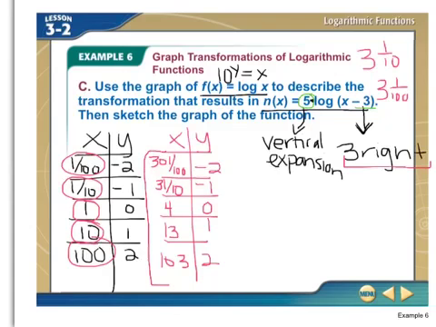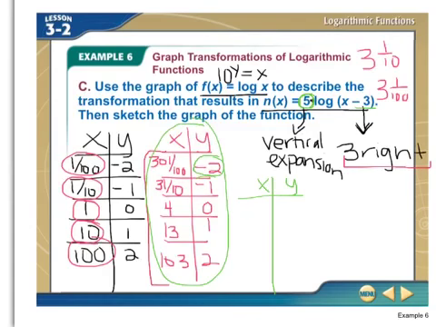So now what we're going to do is take all of the values in this table after we've shifted all the points to the right 3, and a vertical expansion of 5 multiplies all your y-coordinates by a factor of 5. So now, instead of the x-coordinates changing, the y-coordinates are changing. Negative 2 is going to be negative 10 if I multiply it by 5. Negative 1 is going to be negative 5.